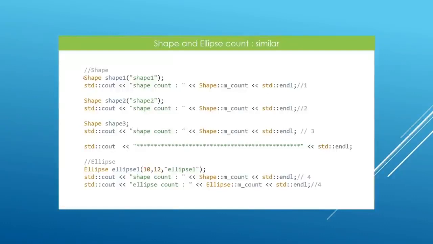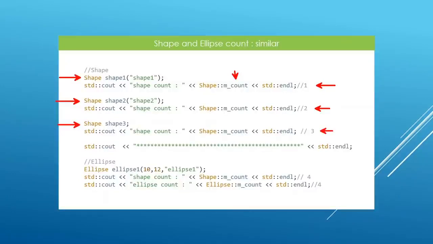Here we are creating a bunch of shape objects. Here is our first shape. We print our static variable through this syntax here because it is public. We can do this. We're going to get a 1 because we just have one shape here. We create a second shape and we print the count. We're going to get 2 because we just have 2 shapes in here. We create our third shape and we try and print the count. We're going to get 3.